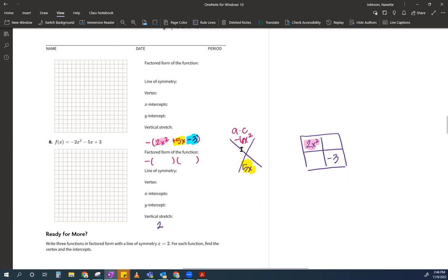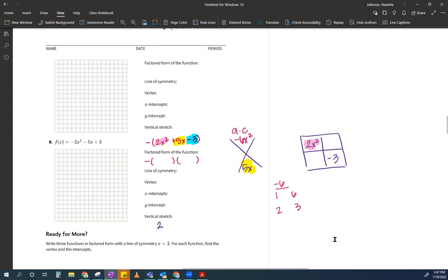So then again, I'm trying to think of two numbers that multiply to get to -6, but add to get to 5. And you're like, Ms. Johnson, there's two numbers. I know, but we have to be very specific. I want to get a -6. So 1 times 6, 2 times 3, but they add to get to 5. So that means one of them has to be negative because this guy's negative. So which one is it? 1 and 6, 2 and 3.